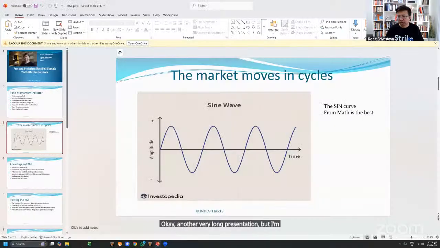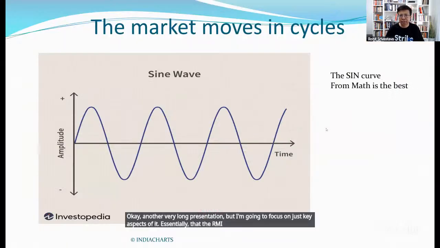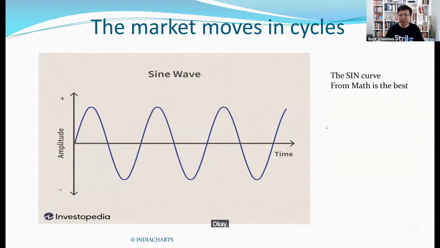Okay, now it's a very long presentation, but I'm going to focus on just key aspects of it. Essentially, the RMI to me is something like this. It's just like a sine wave. Why we say that it's a sine wave is that it ends up giving you the entire picture in a block. It just moves up and down with a central line over here.